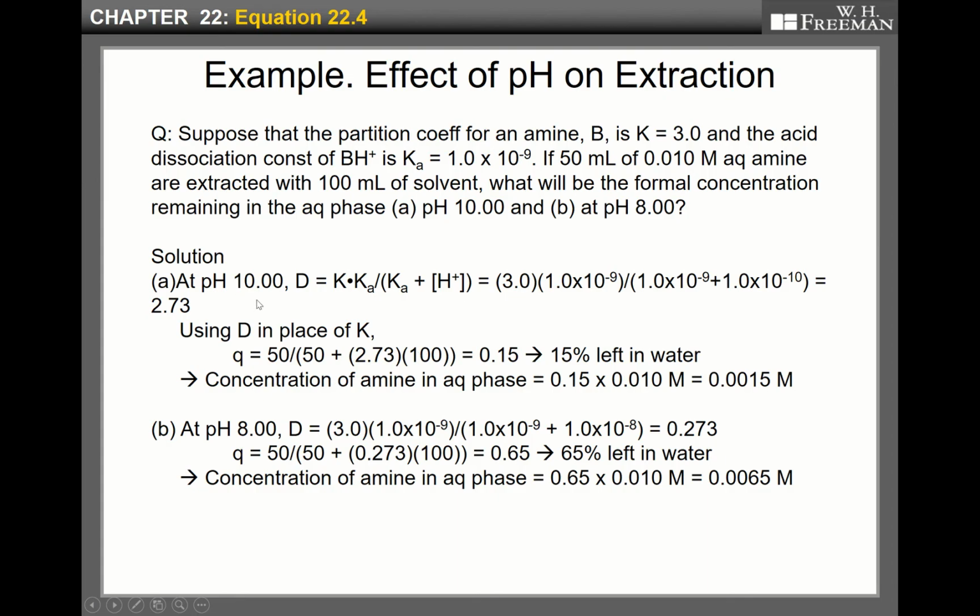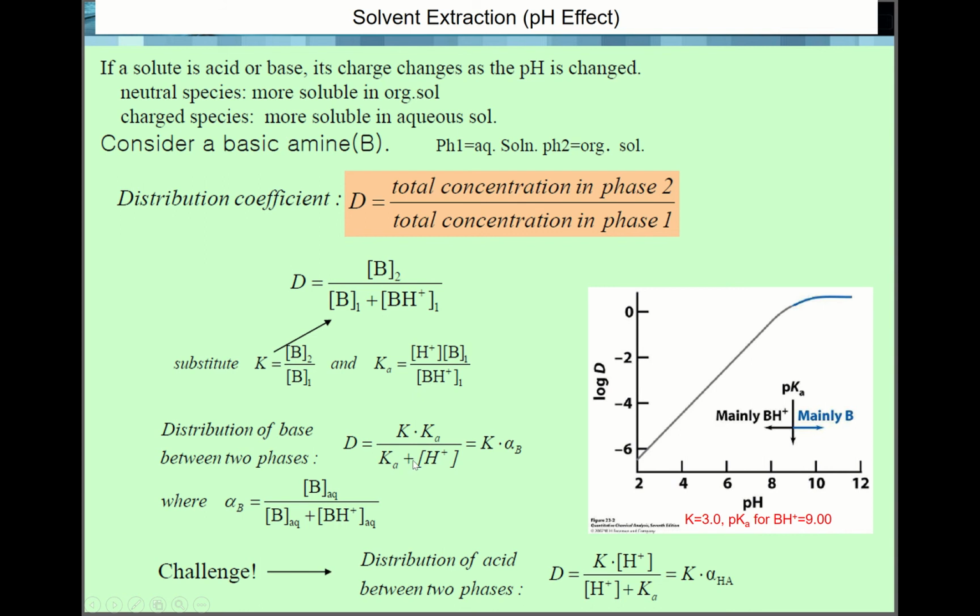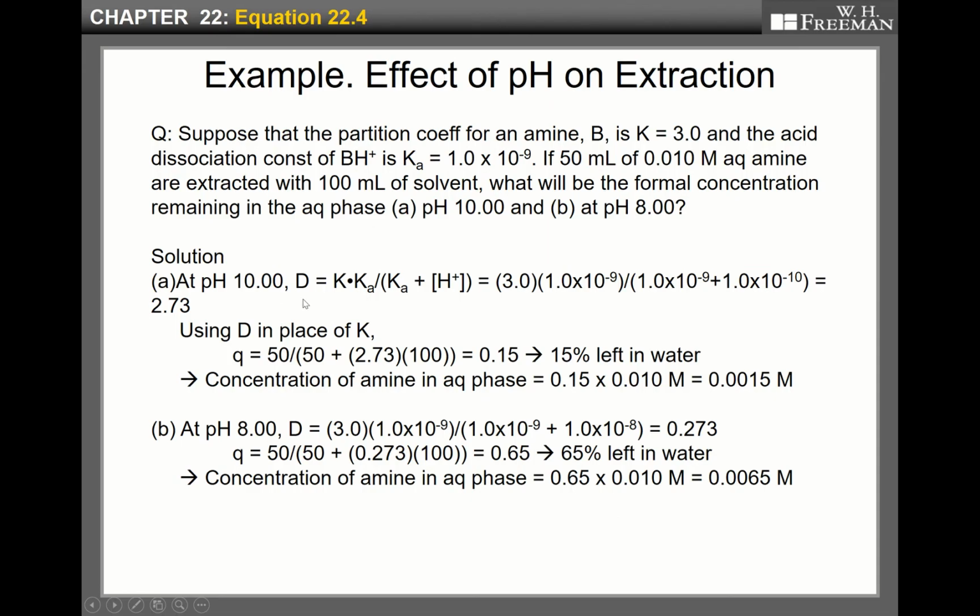And at pH 10, since we are dealing with this amine base, we use this equation. Here the proton concentration is 10 to the minus 10 at pH 10. We input the necessary constants, and then we get 2.73. That's the distribution coefficient. And using D, we can calculate the Q.